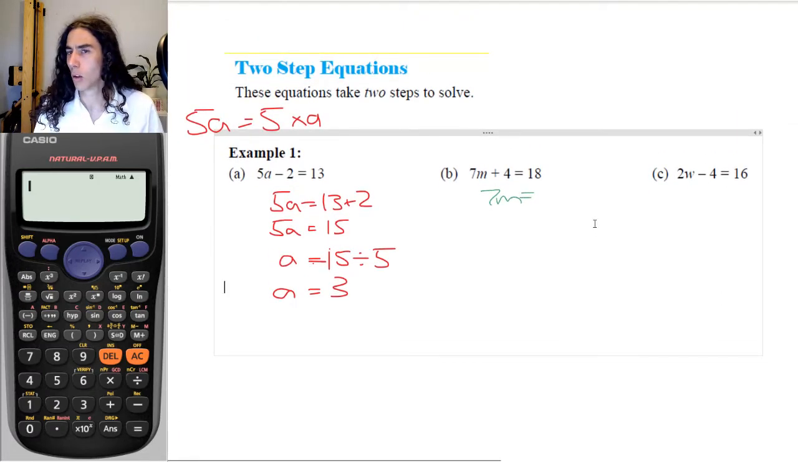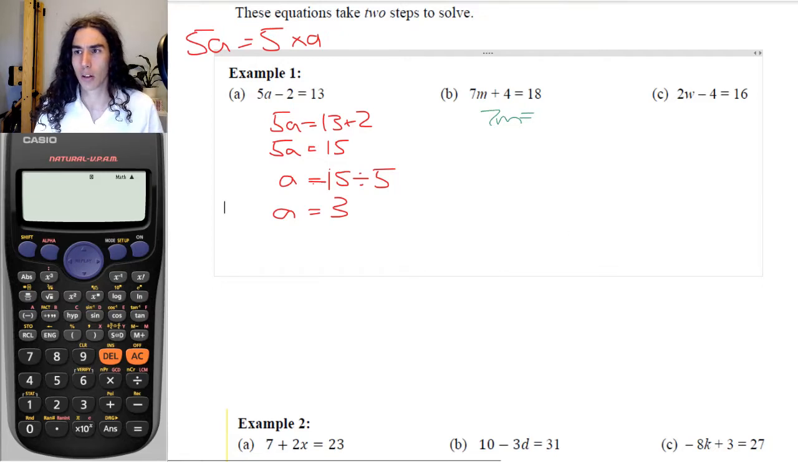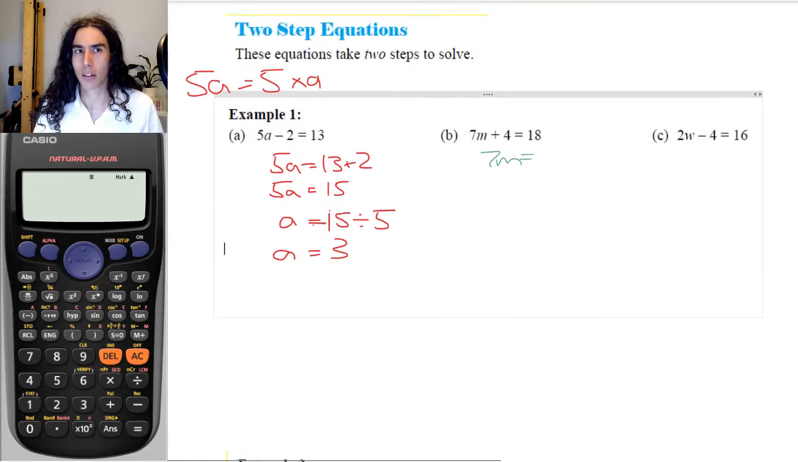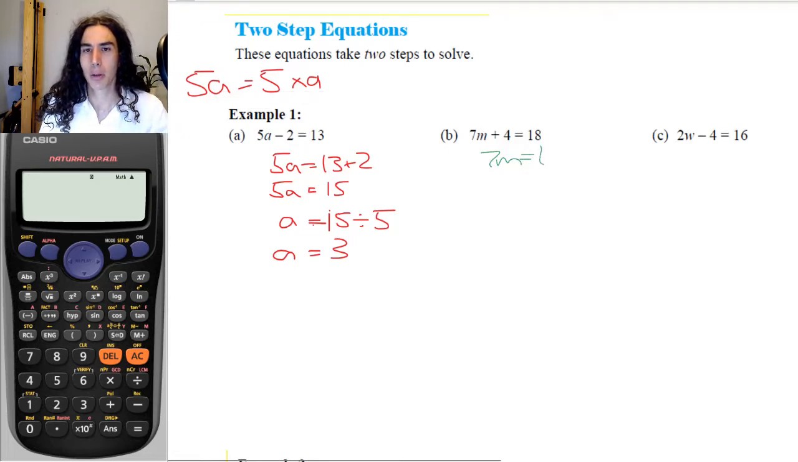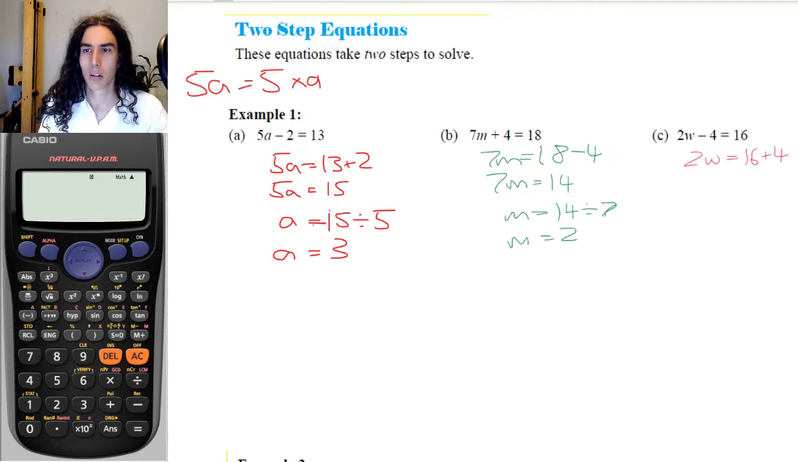Better? Hopefully that's better. So these are two-step equations. So for the first one, I take the 4 to the other side. Plus 4 becomes minus 4. So 7m is equal to 14. Then the 7, I take it to the other side, and it becomes divide. M is equal to 2. Last one there. Minus 4, take it to the other side, plus 4. 2W, 20. Then divide by 2. So W equal to 10.